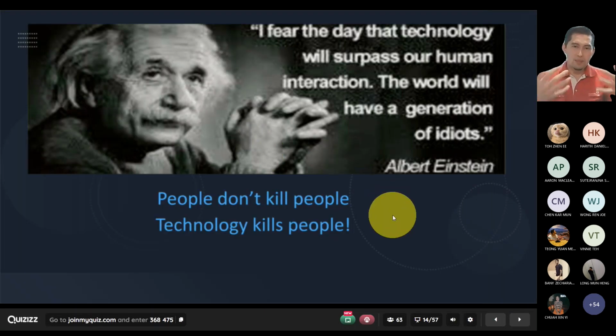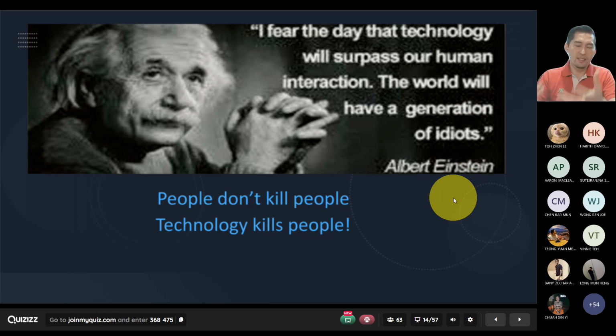When I was first exposed to this statement by Albert Einstein himself, I did not truly agree with him, to then say that, well, people don't kill people, technology kills people. But of course, if you look at his actual line, "I fear the day that technology will surpass our human interaction, the world will have a generation of idiots." Of course, you will need to take this statement of his with some context. The statement at the bottom says people don't kill people, technology kills people.